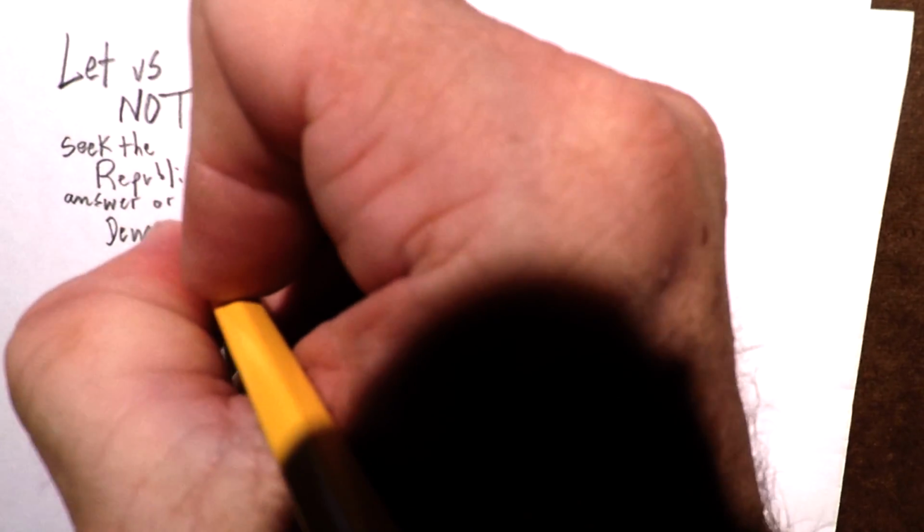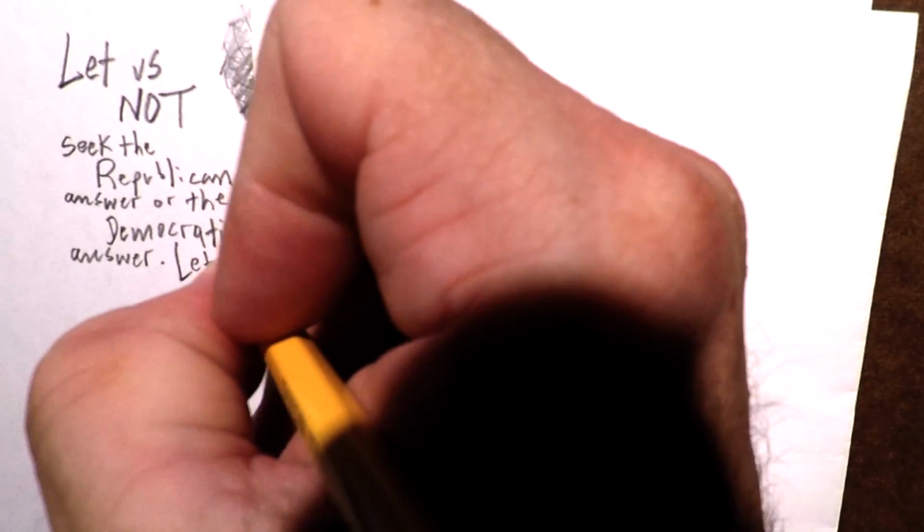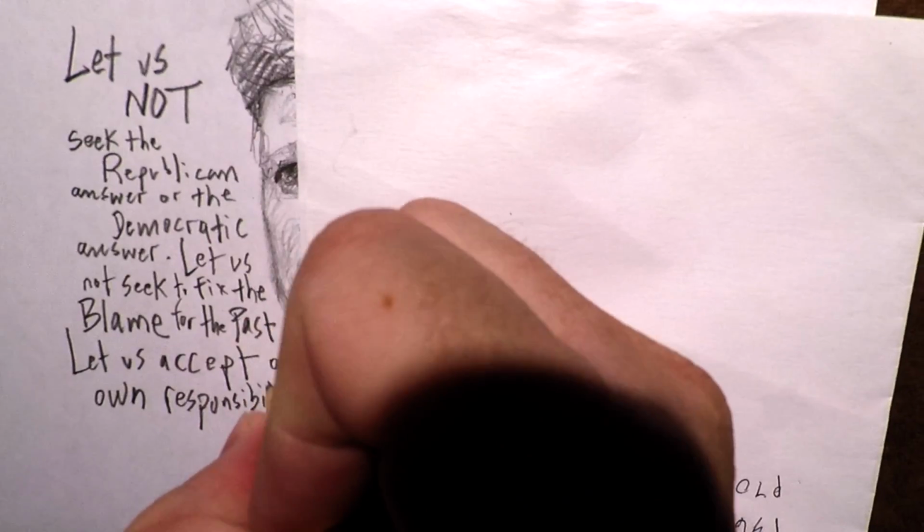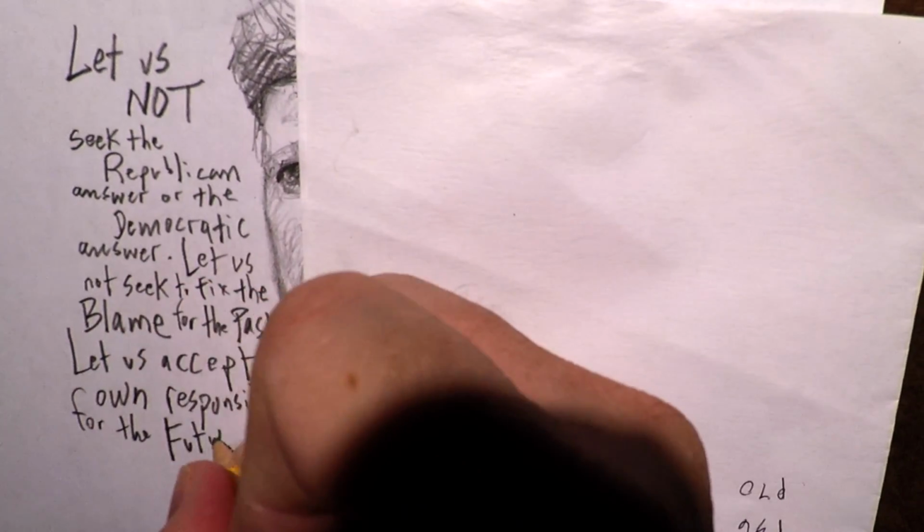So at this point, I like to usually draw a famous quote next to the person, and I'm going to cover my drawing with a piece of paper so I don't smudge it. I'm going to put my hand on top of it, and I'm going to write this actual quote from John F. Kennedy. So he said, quote, "Let us not seek the Republican answer or the Democratic answer. Let us not seek to fix the blame on the past. Let us accept our own responsibility for the future." And that is exactly what we need to do today.